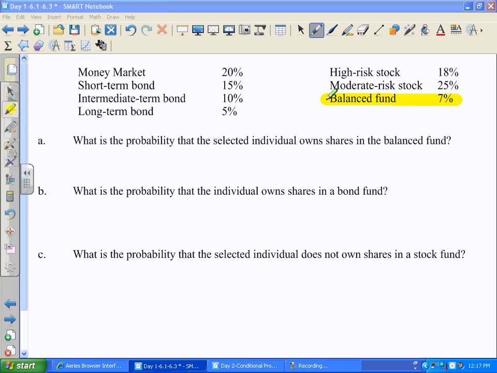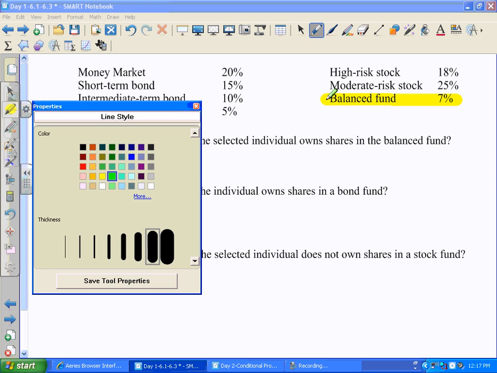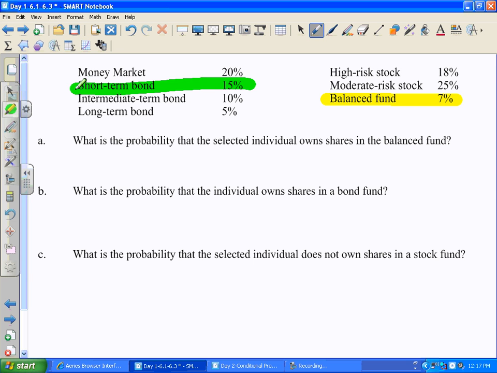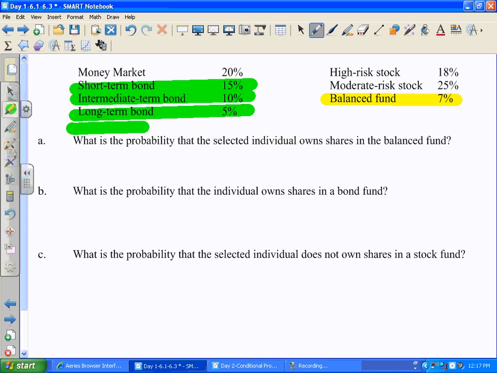Next one, what is the probability an individual owns a bond fund? We have 3 kinds of bonds. We've got the short-term bond, the intermediate-term bond, the long-term bond, and the James bond. No. Our bonds come out to be, what, 30%?